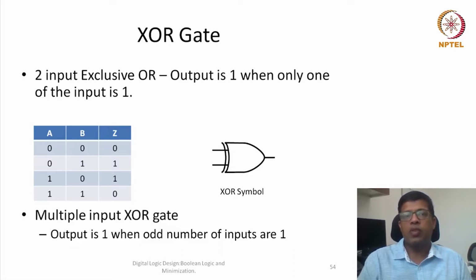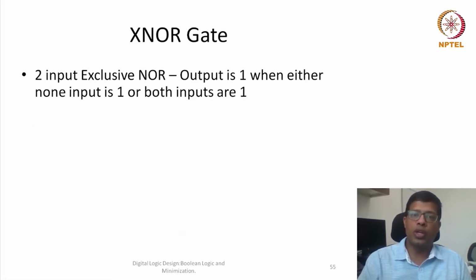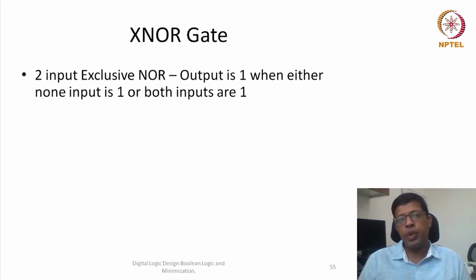Now let's see the other one, the XNOR or exclusive NOR gate. In the exclusive NOR gate, effectively the output of the XOR gate is inverted, and that is the XNOR gate. In mathematical terms, or in plain English, we can say that the output is 1 only if neither of the inputs is 1 or both the inputs are 1.